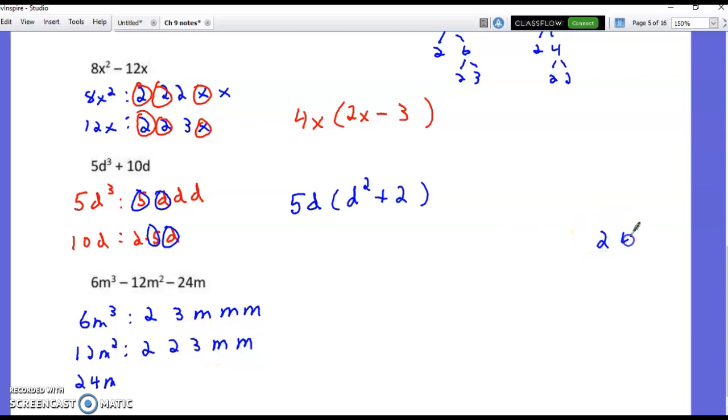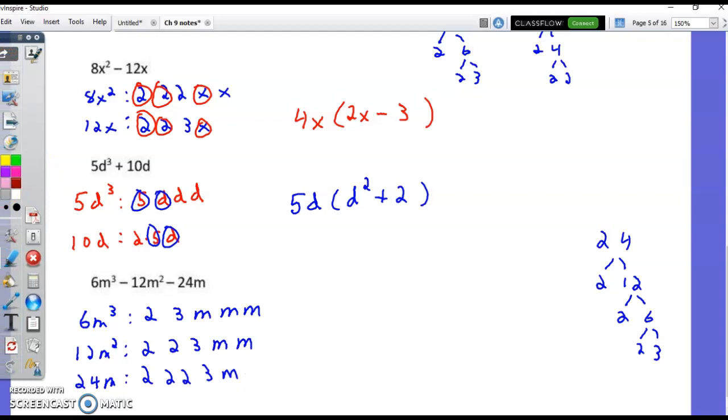24 we haven't done yet, so I'm going to go ahead and break down 24. Always do 2's, 2 and 12. Remember, you're just dividing by that number. 2 and 6, and we know what 12 is. 2, 2, and 3. So that would be 3 2's, a 3, and then we have 1 m.